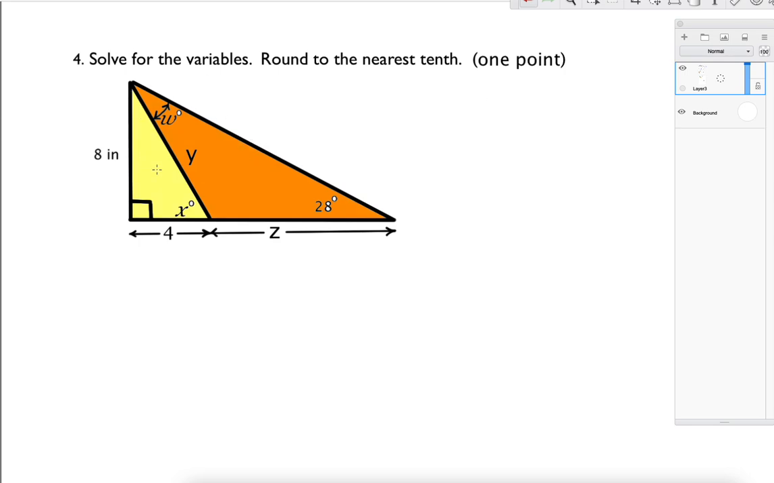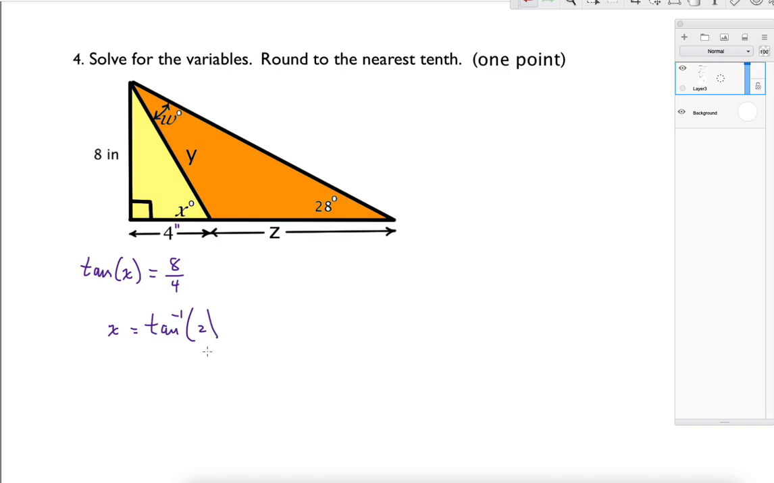Okay, so what do we have? We know this is 4. We know this is 8. This is in inches. I should have a unit here, inches. So this is 4 and this is 8 in this yellow triangle. That means that we could find everything, right? So we can find angle x. We could find this side y. Let's get angle x first. So 8 is the opposite leg. 4 is the adjacent. We're going to use tangent of angle x equals 8 over 4. Well, 8 over 4 is 2. So let's take the inverse tangent of both sides.